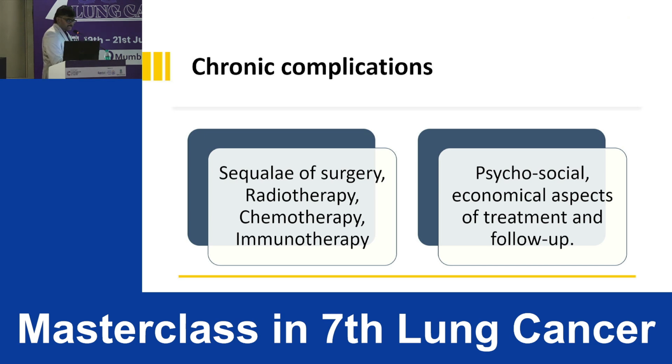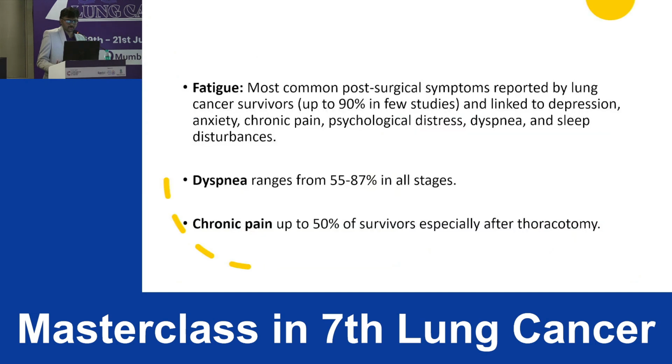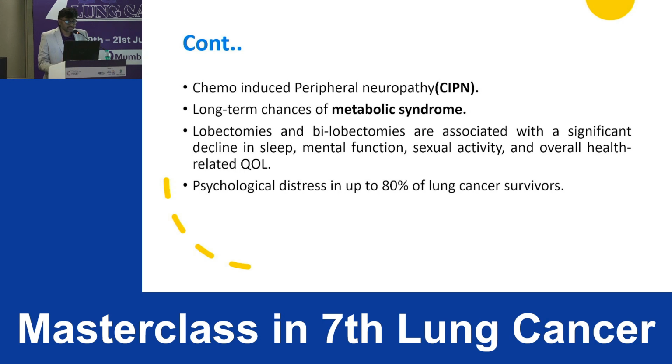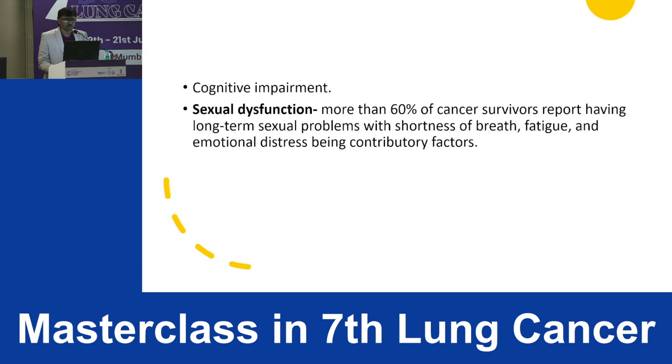Coming to the next topic, chronic complications: what are to be monitored, or what do we see? There could be sequelae of surgery, radiotherapy, and chemoimmunotherapy, and psychosocial aspects are also important. Fatigue is the most common symptom among cancer survivors, linked to depression, anxiety, pain, psychological distress, dyspnea, and sleep disturbances. These are a few of the common things we see. In post-surgery patients, then chemo-induced peripheral neuropathy and metabolic syndrome, and lobectomies and bilobectomies are associated with significant decline in sleep, mental functions, sexual activity, overall quality of life, and psychological distress. Cognitive impairment is seen in a few patients, not all, and sexual dysfunction is seen in more than 60% of patients in a few studies and surveys.